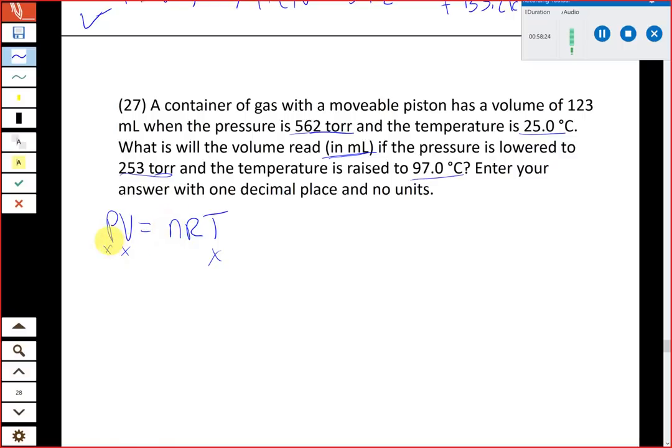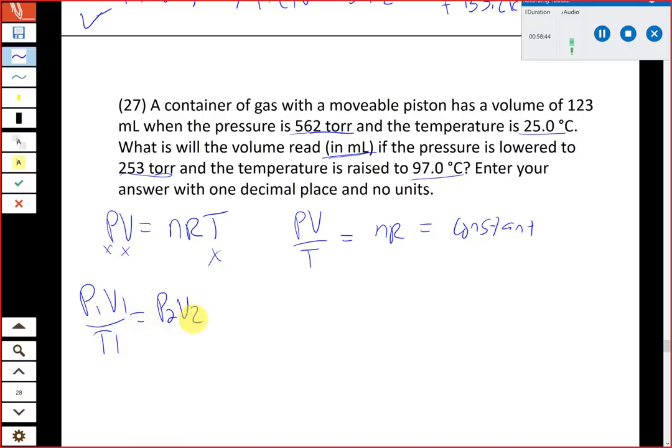So what we're going to do is take the 3 variables that are changing and move them over to one side of the equation. So pressure times volume divided by temperature is equal to nR, and that ratio has to be constant. And so the equation we're going to use is P1V1 over T1 equals P2V2 over T2.